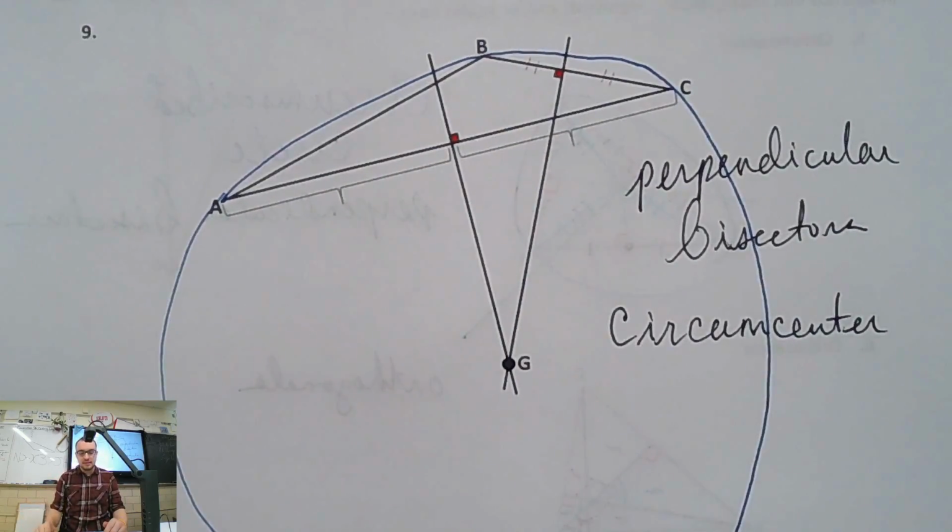All right. Now, if we have a circle, we should have what? If we have a circle, what should we have?